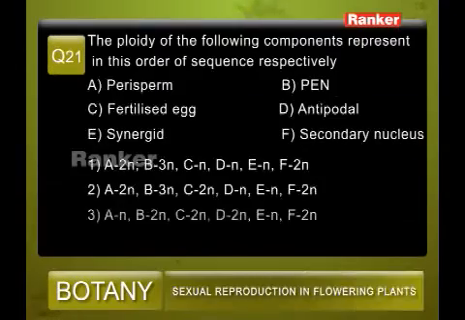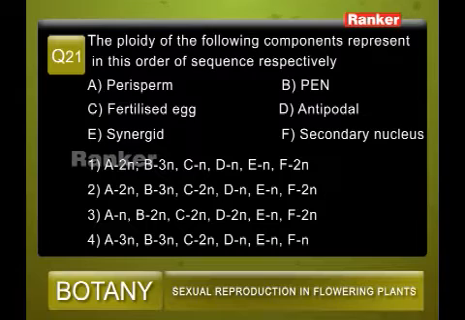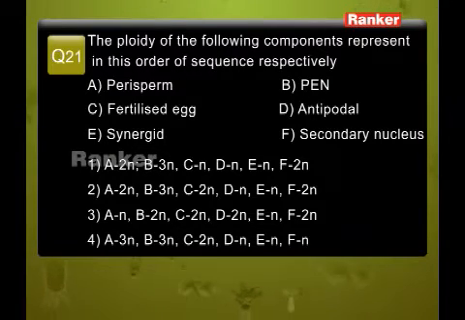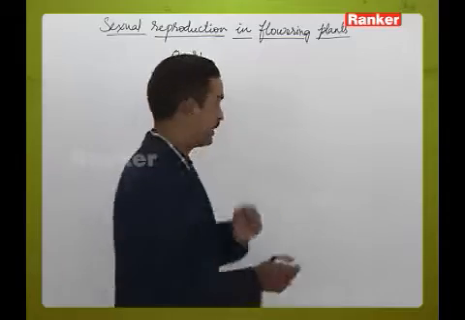Question number 21. The ploidy of the following components represent in this order of sequence respectively. A. Perisperm. B. PEN, that is primary endosperm nucleus. C. Fertilized egg, that is zygote. D. Antipodals. E. Synergid. F. Secondary nucleus. So in the given options, let's start with A.